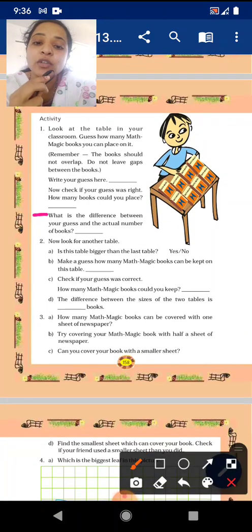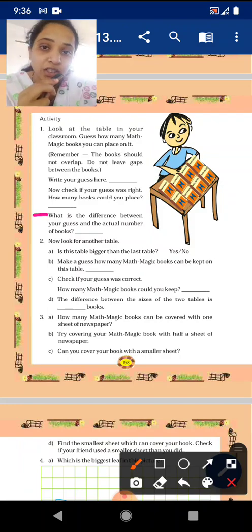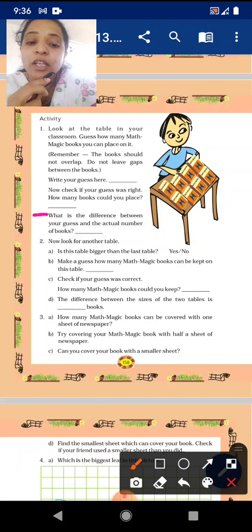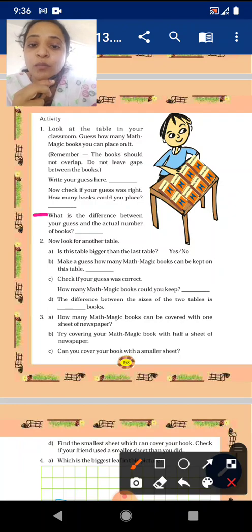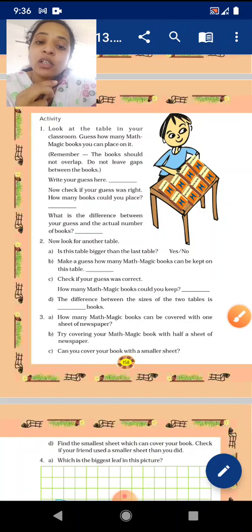What is the difference between your guesses and the actual number of books? See, sometimes we have taken the books and we are just thinking that it will cover only 6, means 6 books will be required to cover the table. But sometimes our guesses were wrong. It can cover up to 8 books. So they are asking about that, how many books you guessed and actually how many books were needed to cover the table. Our guesses and the actual number of books can both be different. So you have to do this activity and see whether it's right or not.